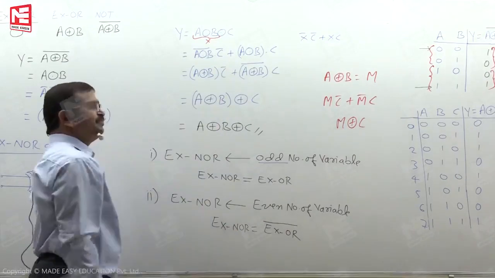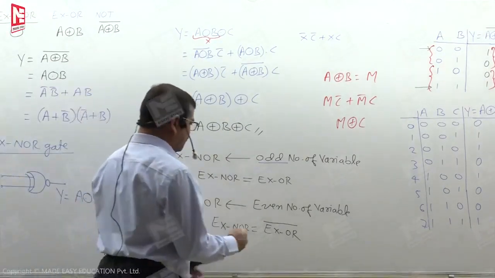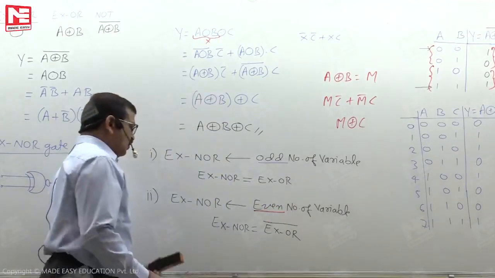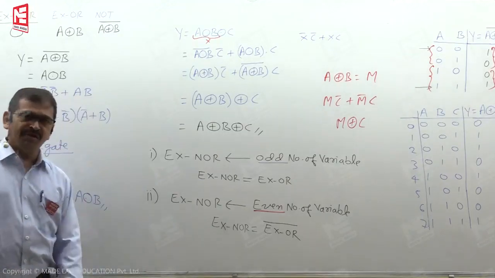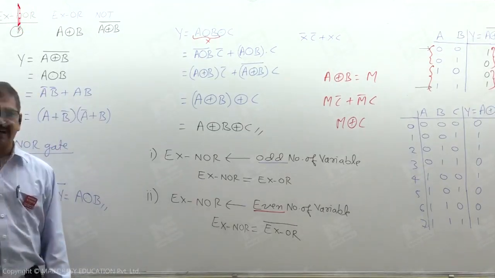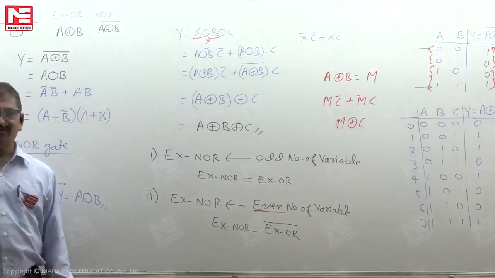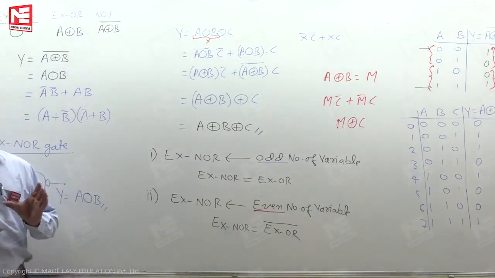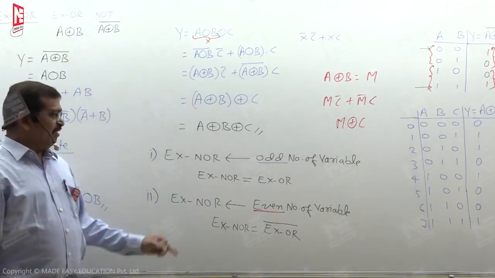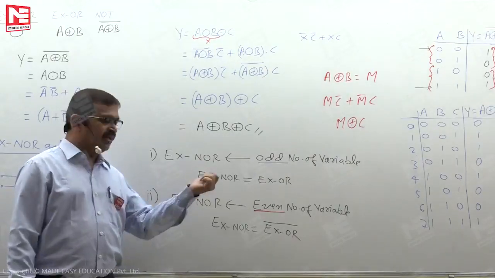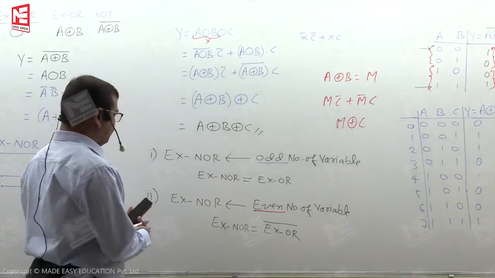It is the case of 2 variables, and 2 is an even number. So whenever we are having exclusive NOR operation on an even number of variables, that is 2 variables, 4 variables, etc., the XNOR result is the complement of XOR, so XOR and XNOR are complements of each other on an even number of variables. But on an odd number of variables, the XNOR result and XOR result are the same. So this is the one you need to remember well.